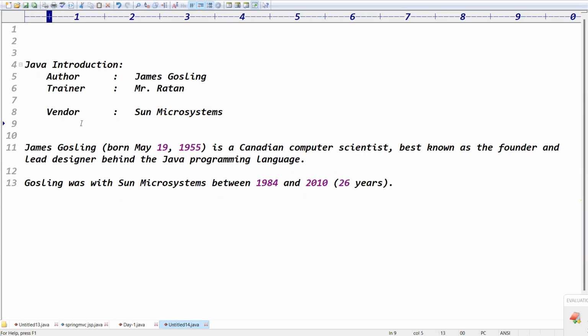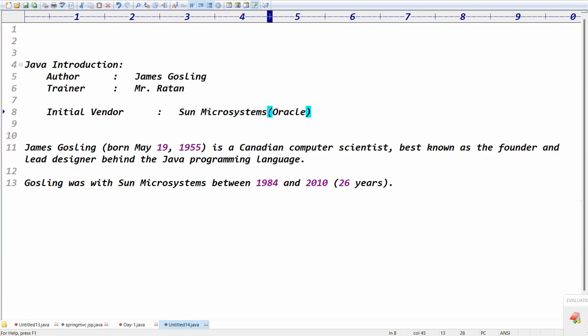Vendor, Sun Microsystems. Long back, Sun Microsystems was acquired by which company? Oracle Corporation, right? Now the Java product is from which company? Oracle Corporation, because now you don't have Sun Microsystems. The initial vendor is Sun Microsystems.